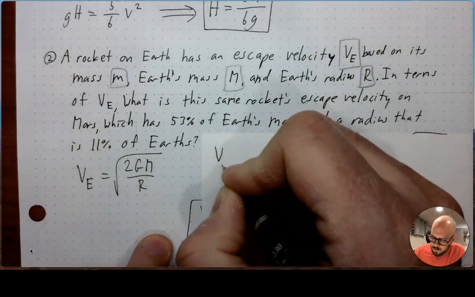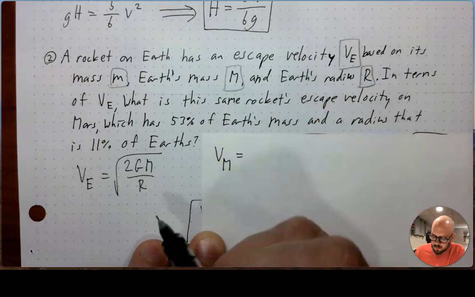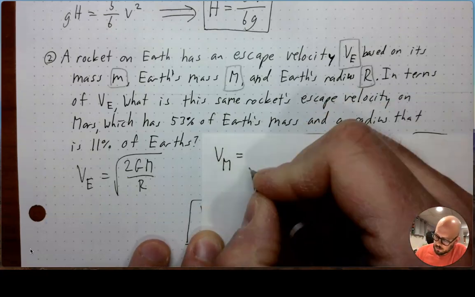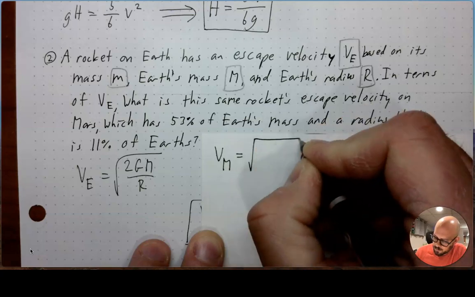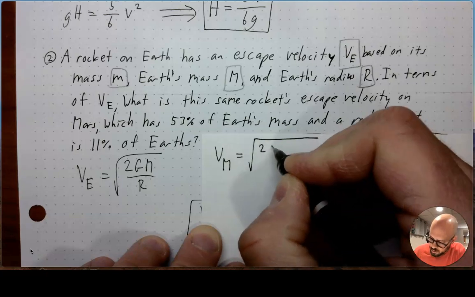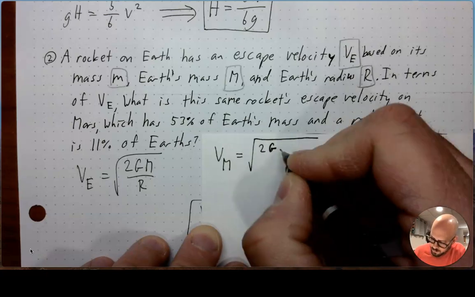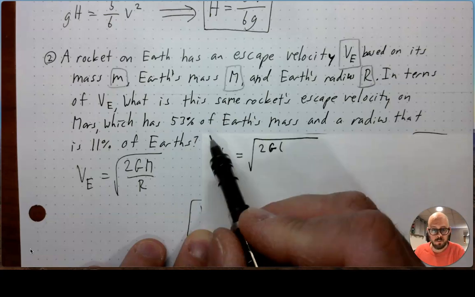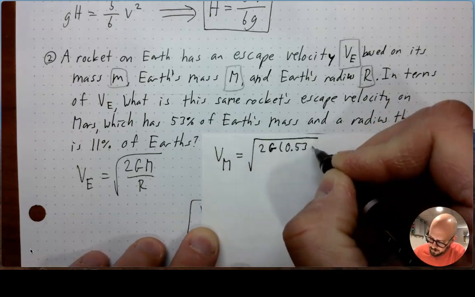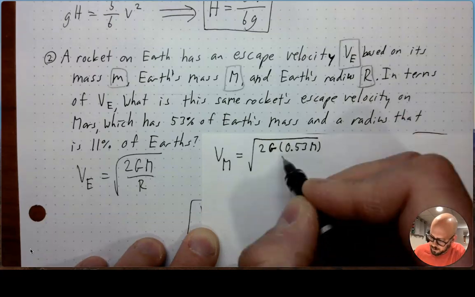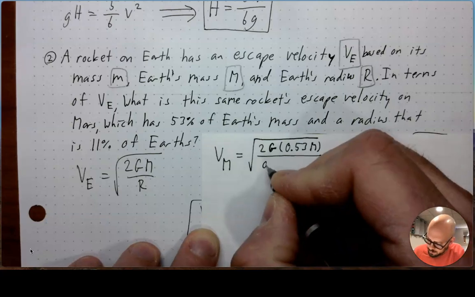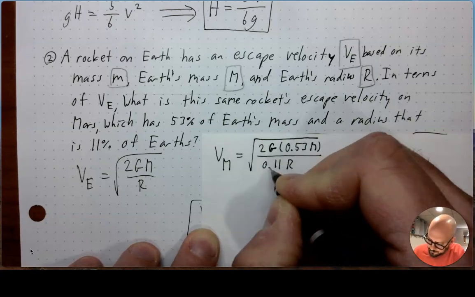And so Vm is going to have the same equation, but it's going to change the value of mass and radius. And so I chose percentages because it's been a while since I've had a problem with them. So 2g doesn't change, but the mass is 53% of Earth's. Well, 53% is 0.53, so it's going to be 0.53 m. And then same thing with the radius, 11%, that's 0.11 r.